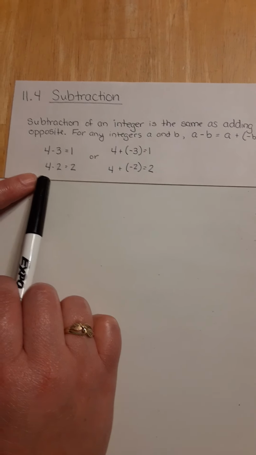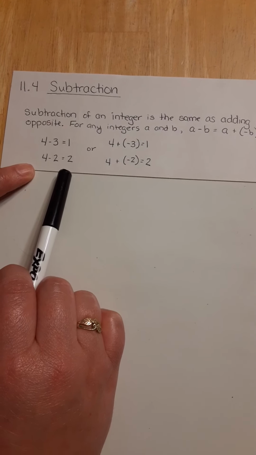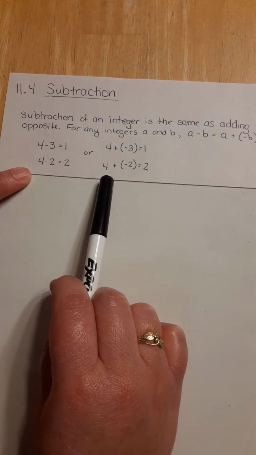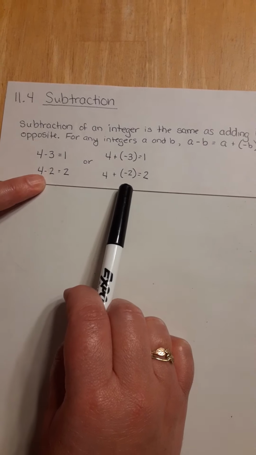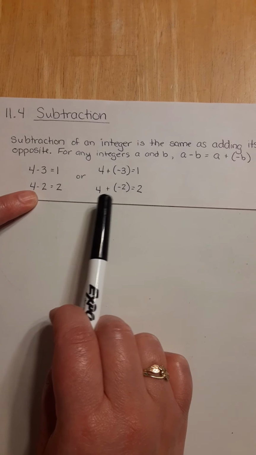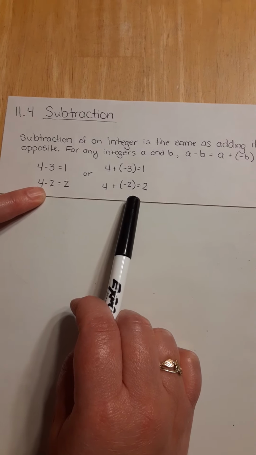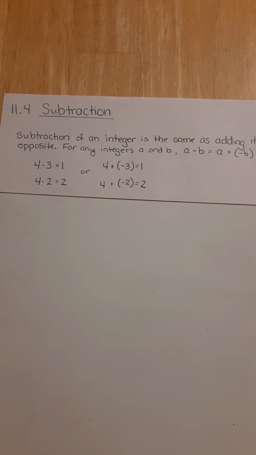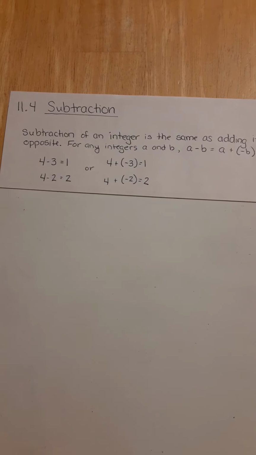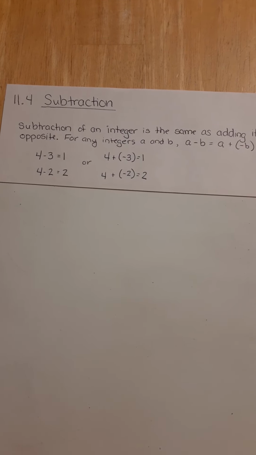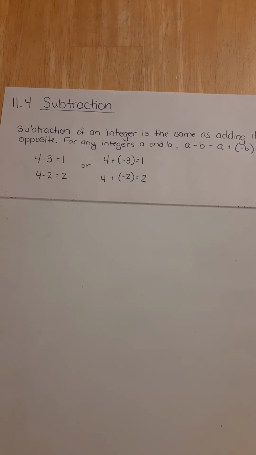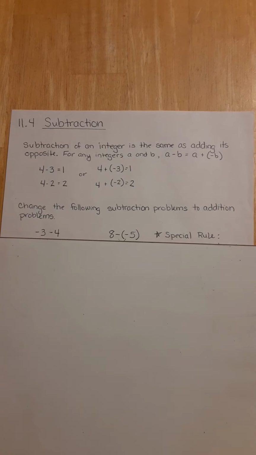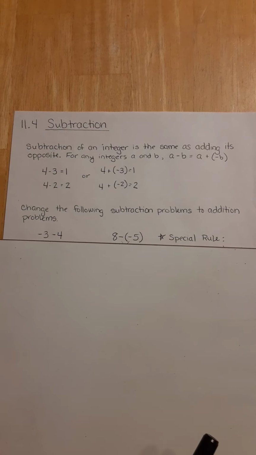So 4 minus 2, we know right away is 2. But we can rewrite this subtraction as 4 plus the opposite of 2, which is negative 2. So 4 plus negative 2 equals 2. And when we think of subtraction in this way, it makes subtracting of integers easy because we're adding, okay? So we're going to go ahead and look at these two subtraction problems, okay?